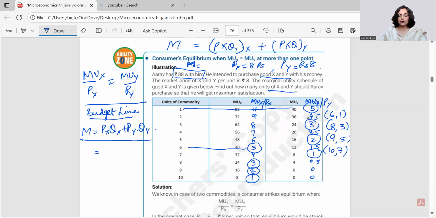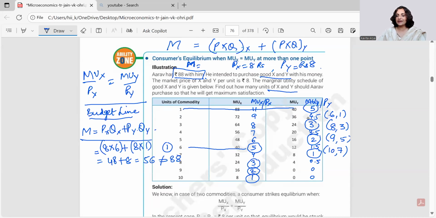So case 1 would be when I am putting the values of 6 and 1. The price of both is 8, it's given here. 6 of X and 1 of Y. So how much do I get? 48 plus 8. It is 56, which is not equal to 88.